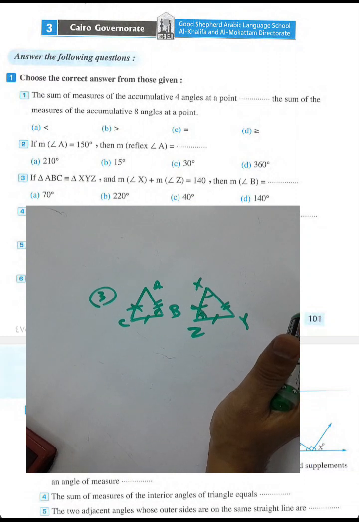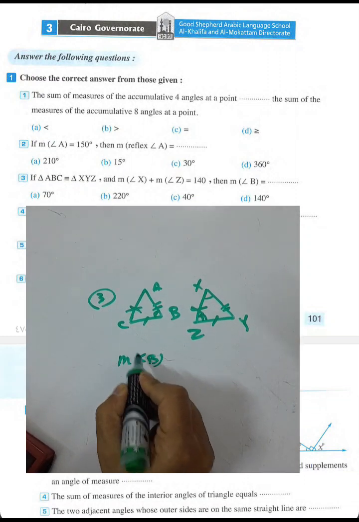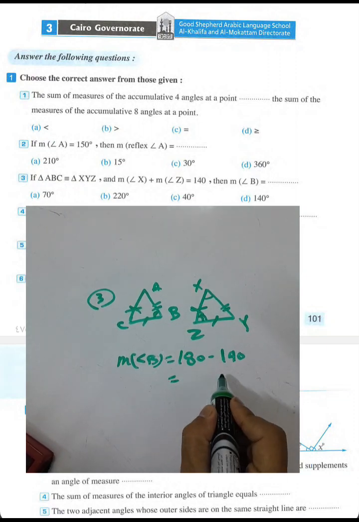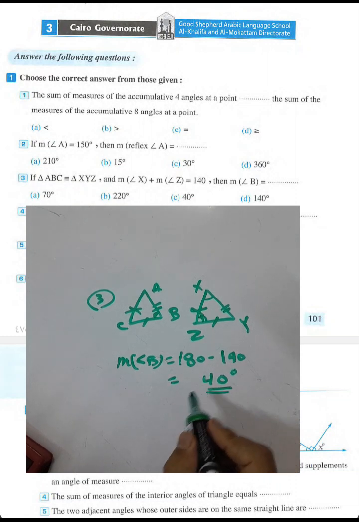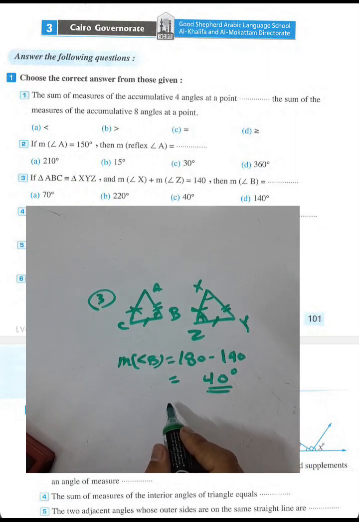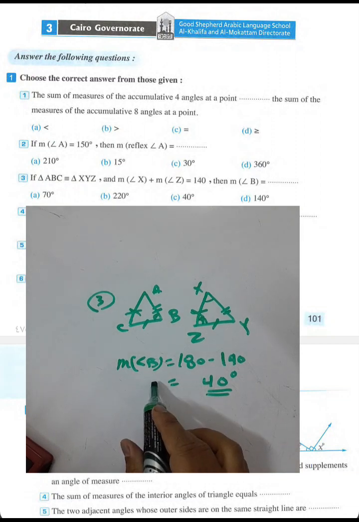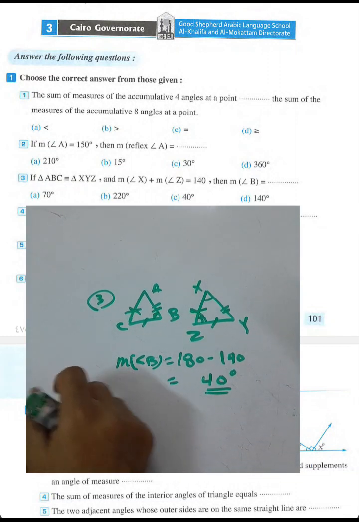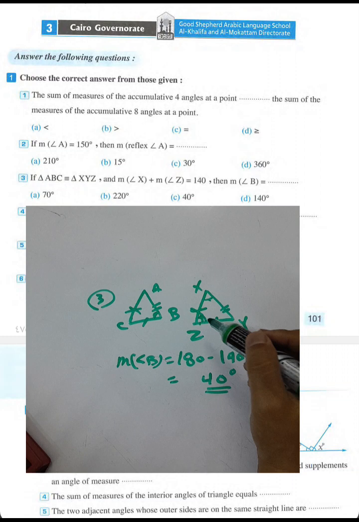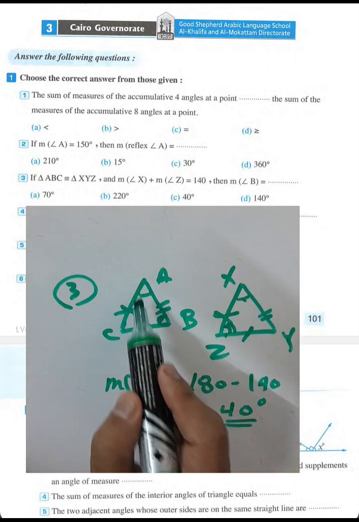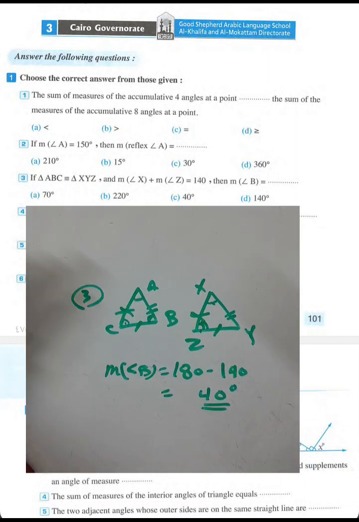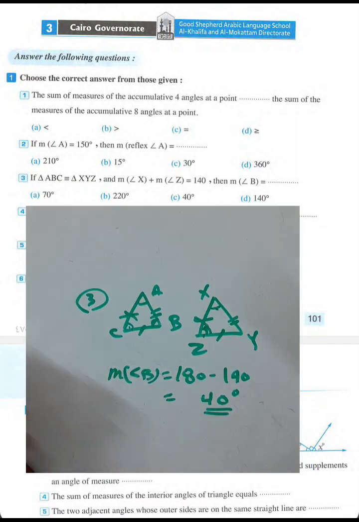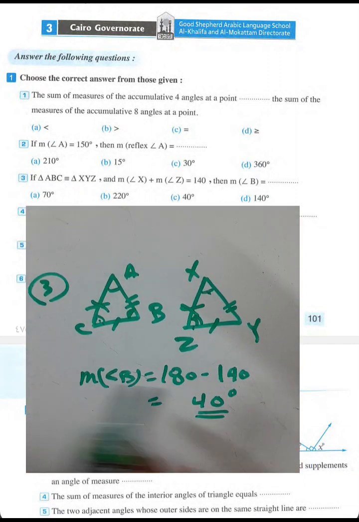Then the measure of angle B will be 180 subtract 140, right? 8 minus 4 is 4, so the result will be 40 degrees. It's the measure of angle B, okay? Because the measure of angle B is 180 subtract the measures of angles A and C. Since the measure of angle X plus Z is 140, then the measure of angle C plus the measure of angle A is again 140, because angle X equals angle A and angle Z equals angle C. Then 180 subtracted by 140 is 40 degrees.